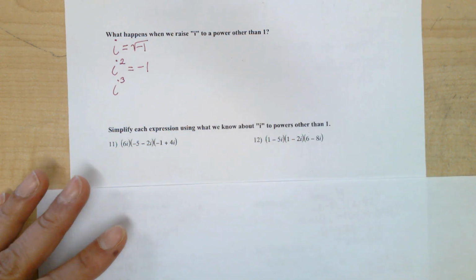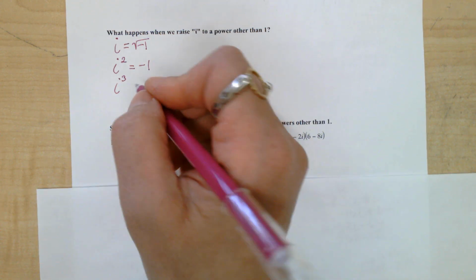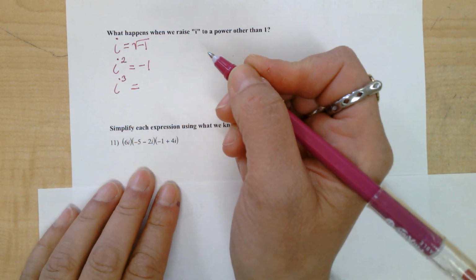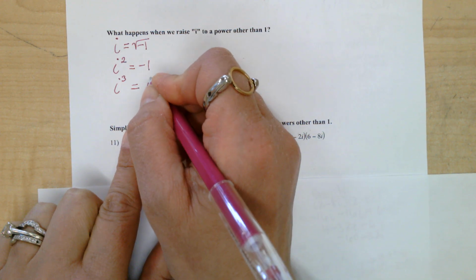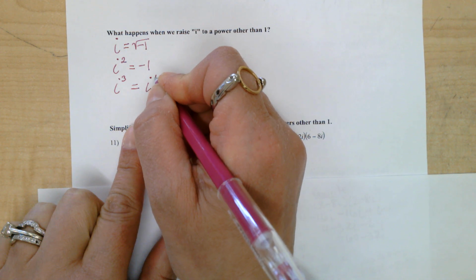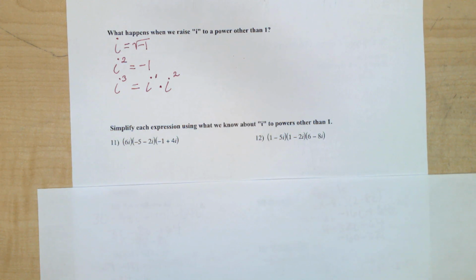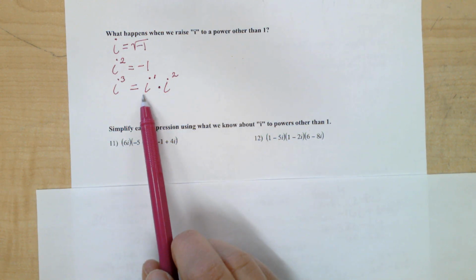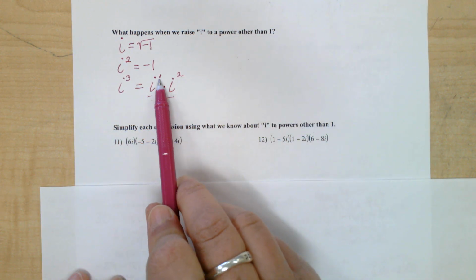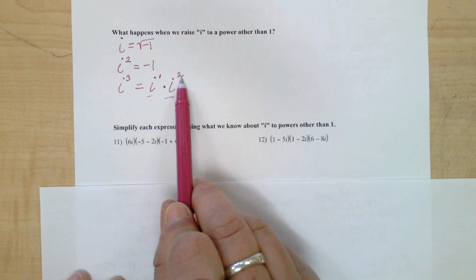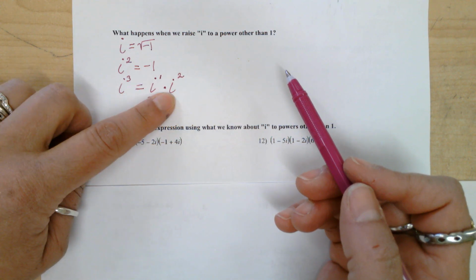i to the third. Okay, so how can we break this up? Well, we can do this a couple different ways. So we have to first remember rules of exponents. So we can break this up to i to the first times i to the second. Now, the reason why we can do that is because when we multiply common bases, the bases are i and i, we add the exponents. 2 plus 1 is 3.